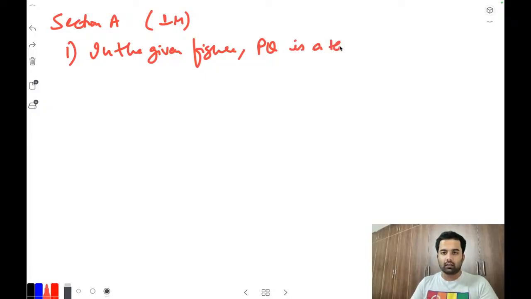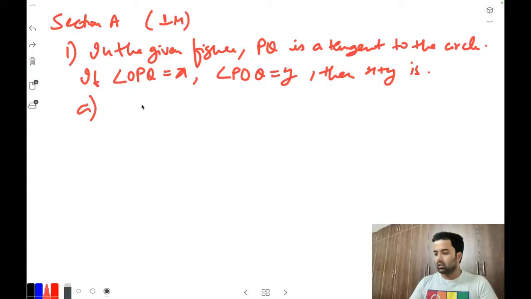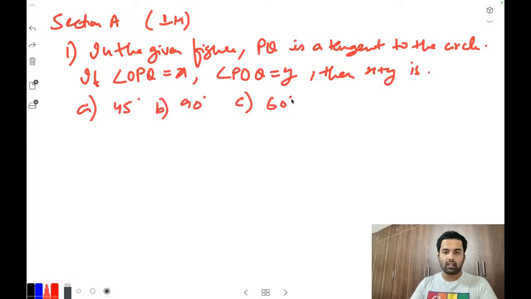PQ is a tangent to the circle. If angle OPQ is X and angle POQ is Y, then X plus Y is? Let me keep the options below. Options: A is 45 degree, B is 90 degree, C is 60 degree, and D is 180. Let me draw the diagram first.